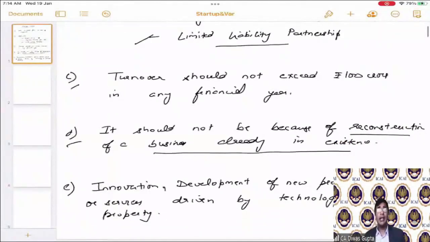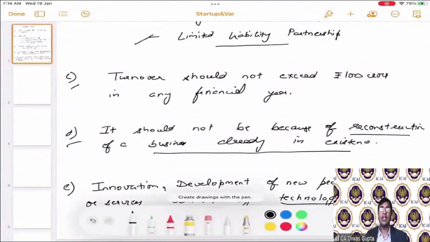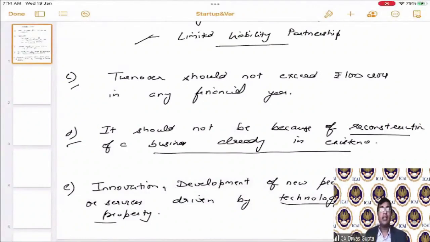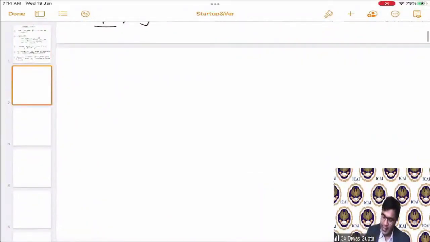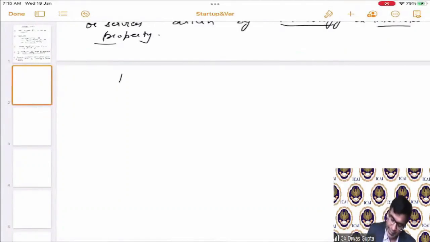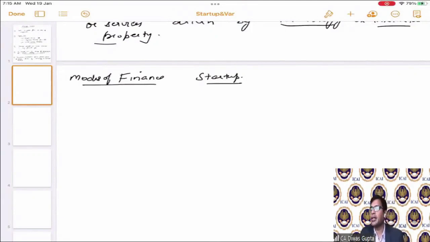But on the other hand, to do these technology intensive tasks or to develop an intellectual property, they need a lot of investment. Correct? They would need a lot of investment. Why? Because without those investments, they will not be able to carry out their R&D. Okay. So hence they need a lot of money, and hence there is a need for us to understand what are the modes of finance available for a startup. What can be different types of modes that are available for a startup?